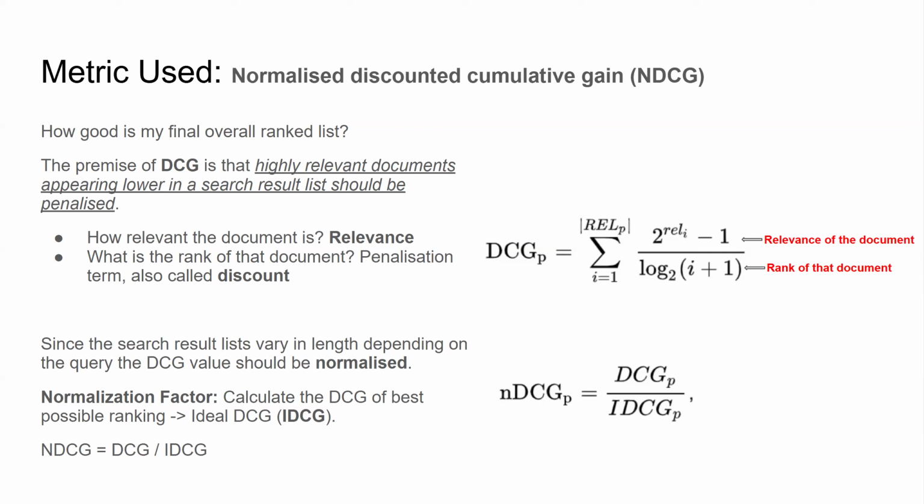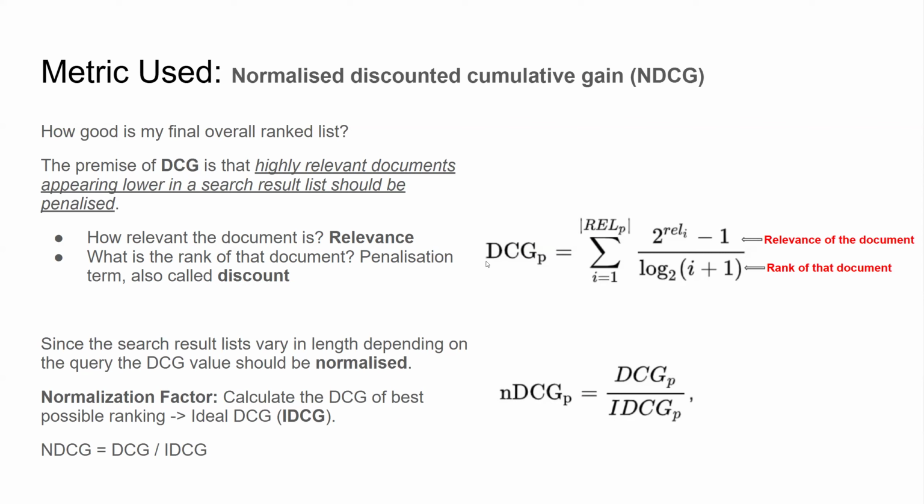So let's say we have to focus only on 2 points. Firstly, how relevant the document is, which we call relevance, and what is the rank of that document. This is what the penalization term consists of, and we also call it the discount in the discounted cumulative gain.